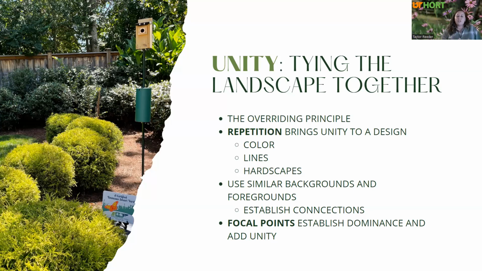And unity is achieved through repetition. And that's going to bring that unity to the design, whether it's repetition of colors, hardscapes, plant materials, bed lines, textures, forms of plants. All of that repeated elements can bring unity to a landscape. Using similar backgrounds and foregrounds. So having similar plant materials in the background of your landscape and in the front of your landscape.